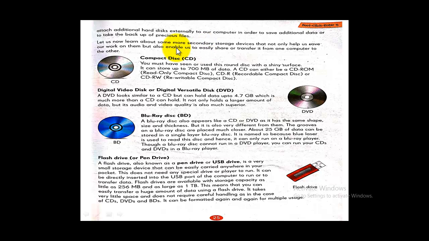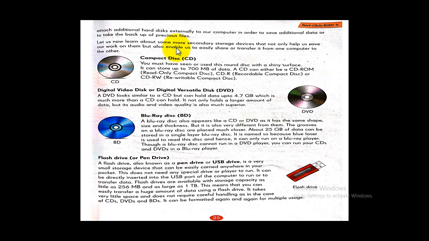Suppose you want to print a file from your computer. It doesn't have a printer and you want to print a file. So what do you have to do? You don't need to take your whole computer to the shop. At that time what we have to use is secondary storage devices, like compact disc, CD, DVD, digital versatile discs or digital video discs, Blu-ray discs, or flash drive or pen drive.